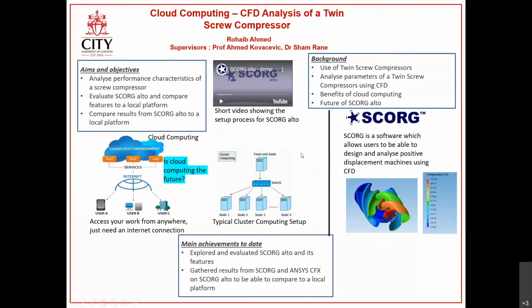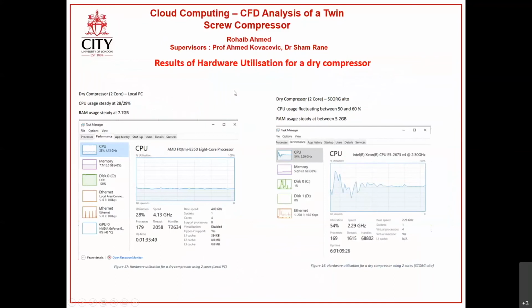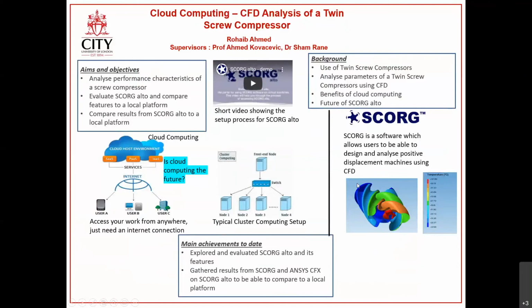Were your project objectives met? Yeah, my project objectives were met. So the key one was to compare the results from SCORG Alto and a local PC. So I did do some comparisons. This one is in terms of connection speed, in terms of hardware utilization for a dry one and an oil one, and the key result is the efficiency, how quickly it takes to do the iterations. Thank you. What were your main outcomes and achievements of your work? The main outcomes were first of all to use the platform Alto itself, compare the results as I previously showed, and run and use SCORG on the virtual computer and not just my local one.